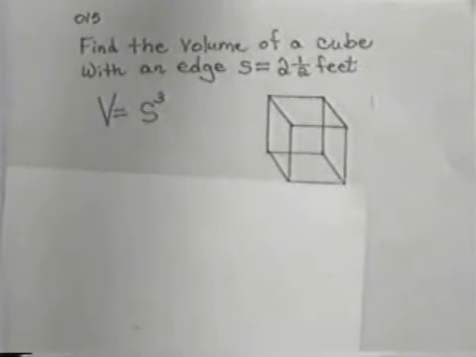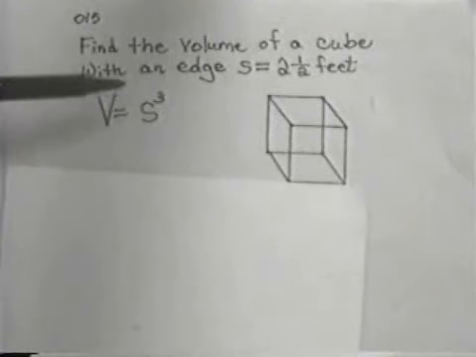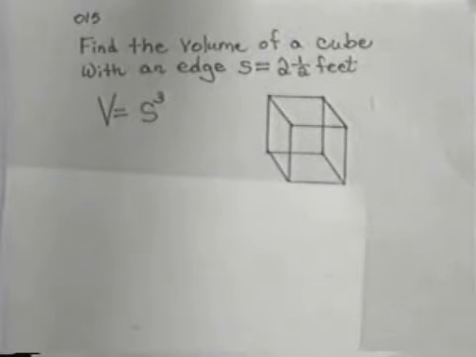So let's find the volume of a cube. This particular cube is supposed to have an edge S equals 2.5 feet. And I want to use the formula V equals S cubed. So what this means for my particular cube, my length, my width, and my height will all be 2.5 feet.